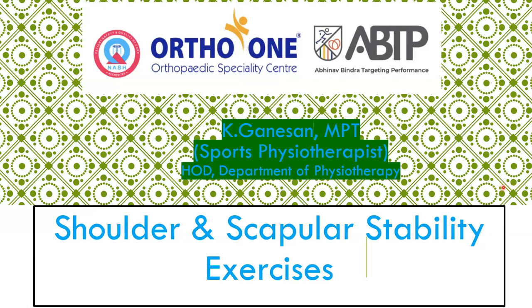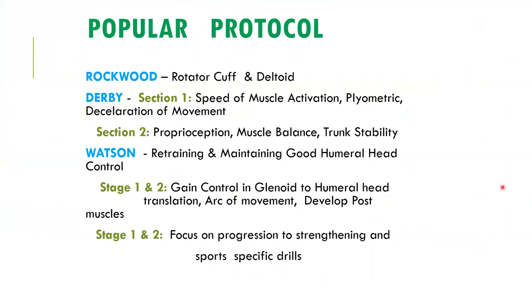So today my talk is on shoulder and scapular stability exercises. This is the common protocol that has been recommended for instability: the Rockwood, Derby and Watson. The common concept of the Rockwood protocol is to work on the rotator cuff and the deltoid, whereas the Derby has two sections. The first section is the speed of muscle activation, plyometric based exercises, and deceleration of the movement, so trying to have control there. And the second section is proprioception, muscle balance, and trunk stability focus.